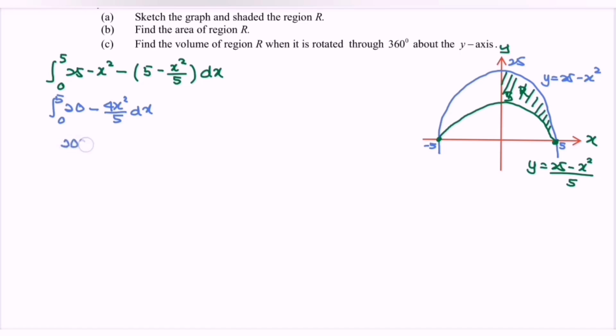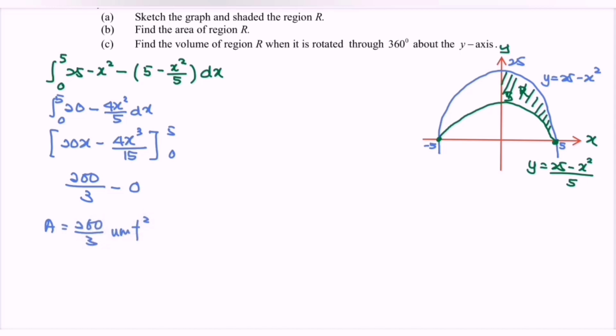So we have 20x minus 4x to the power of 3 over 15, limits 5 and 0. So if we substitute 5, we will have 200 over 3 minus, if we substitute 0, we will have 0. So the area for this case will be 200 over 3 unit square.